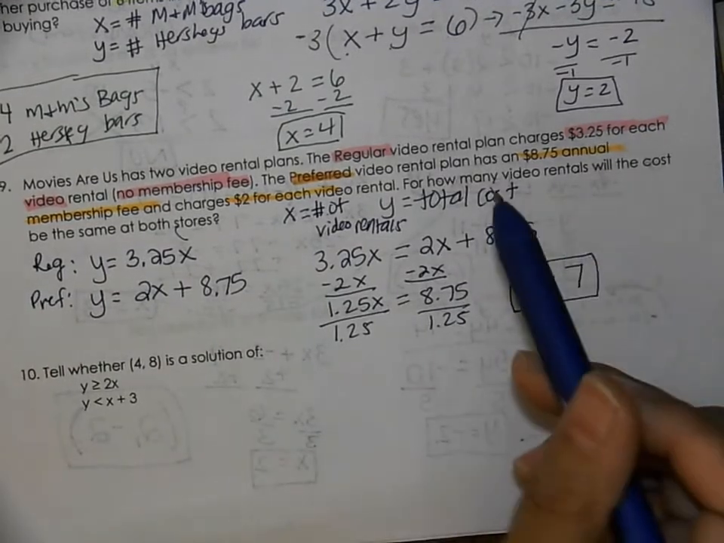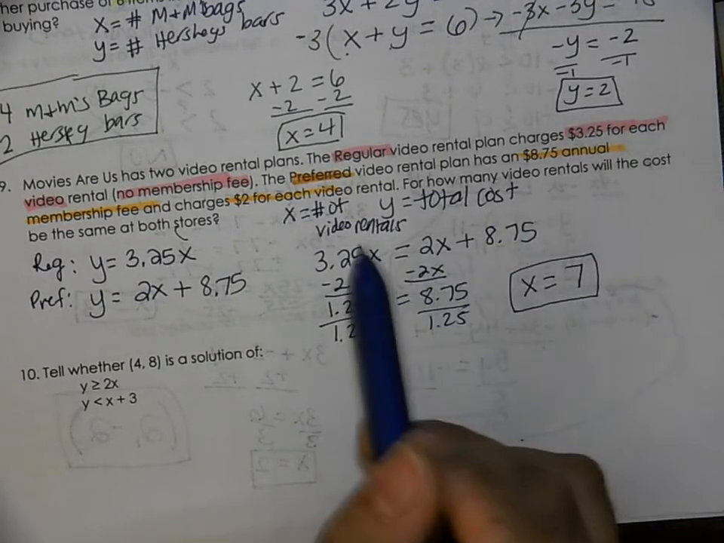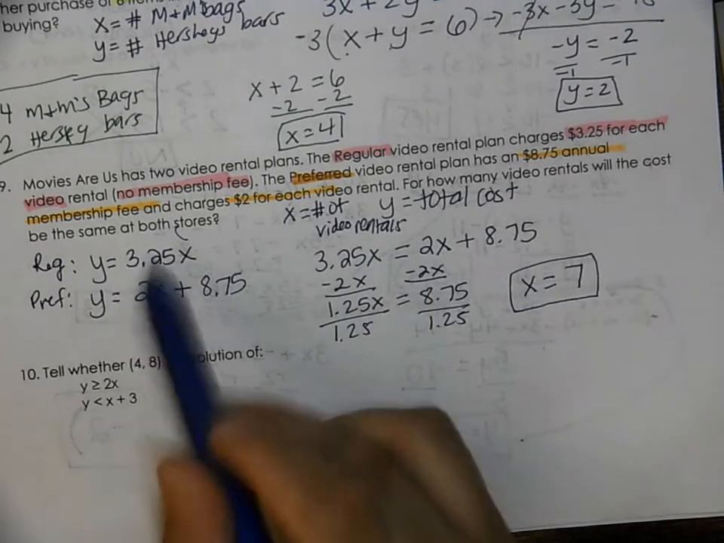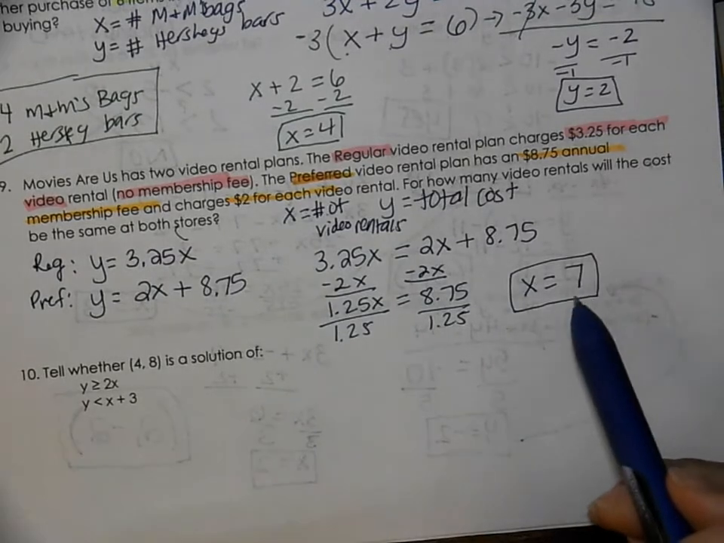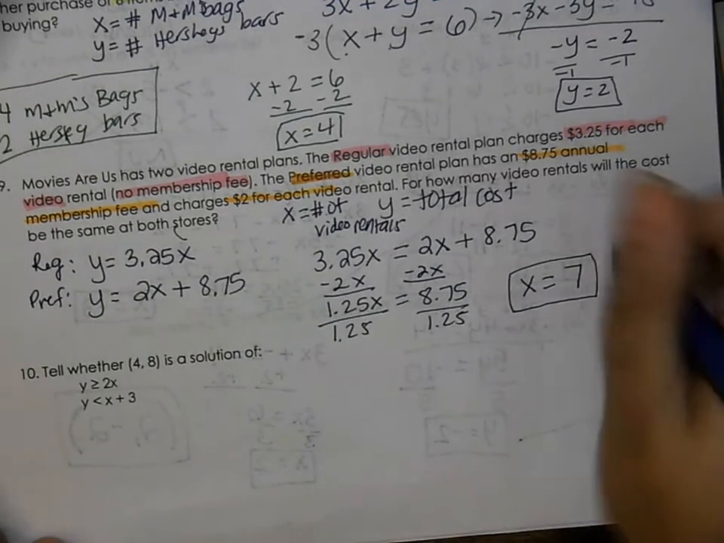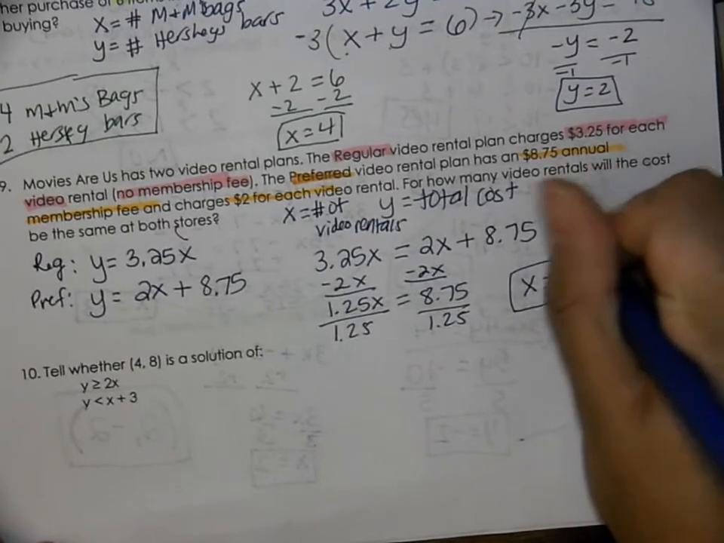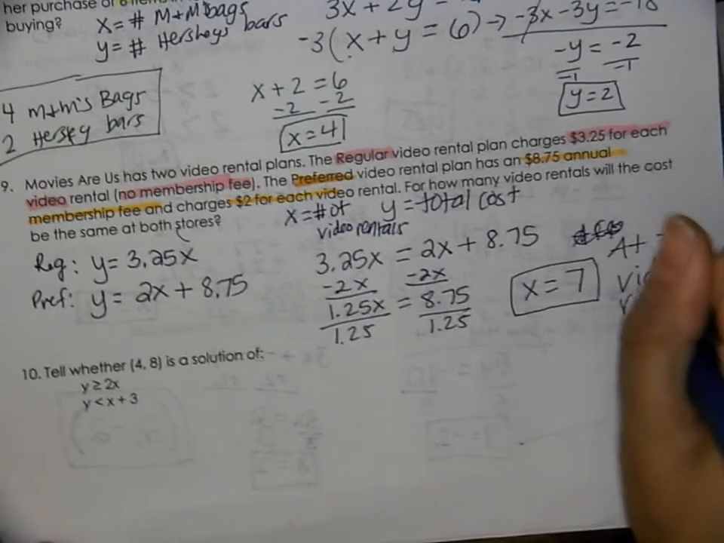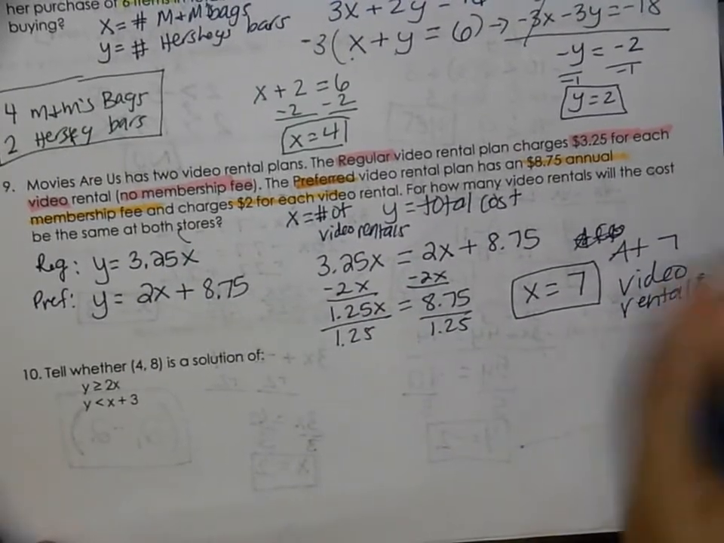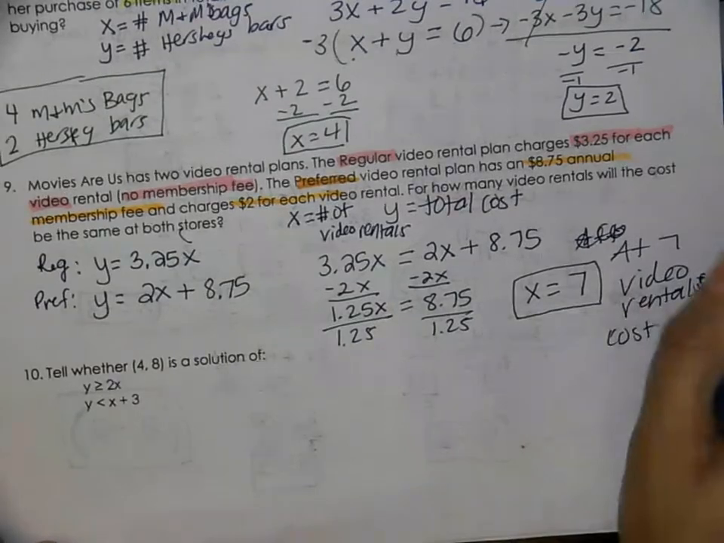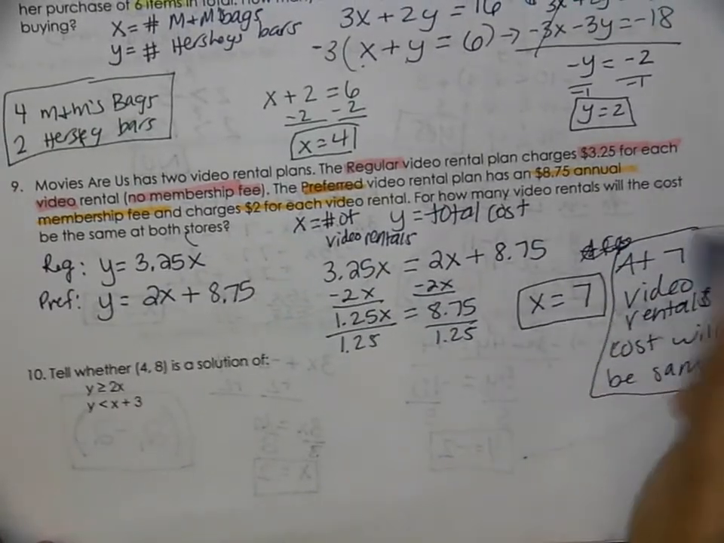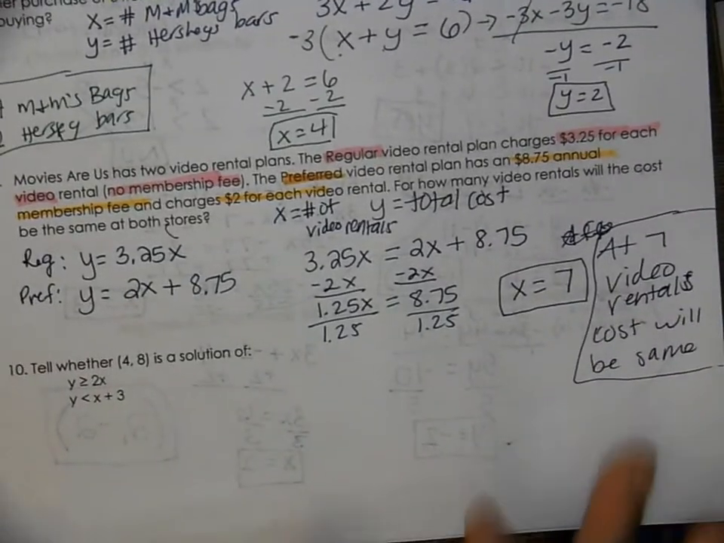Now the question didn't say what's x, what's y, and explain both answers. We just need to figure out how many video rentals the cost will be the same. That's why I set them equal to each other when we solved, because we're trying to see when do they equal each other? When is the cost the same? And that's after 7 video rentals. So at 7 video rentals, the cost will be the same. And that's it. If it goes on to say, what is the cost, then you would find y. But since it didn't, we don't have to do that.